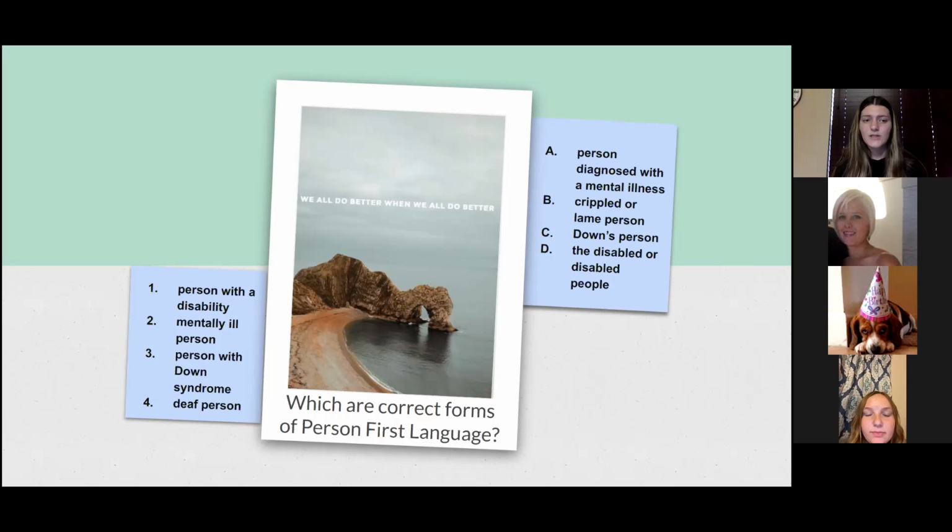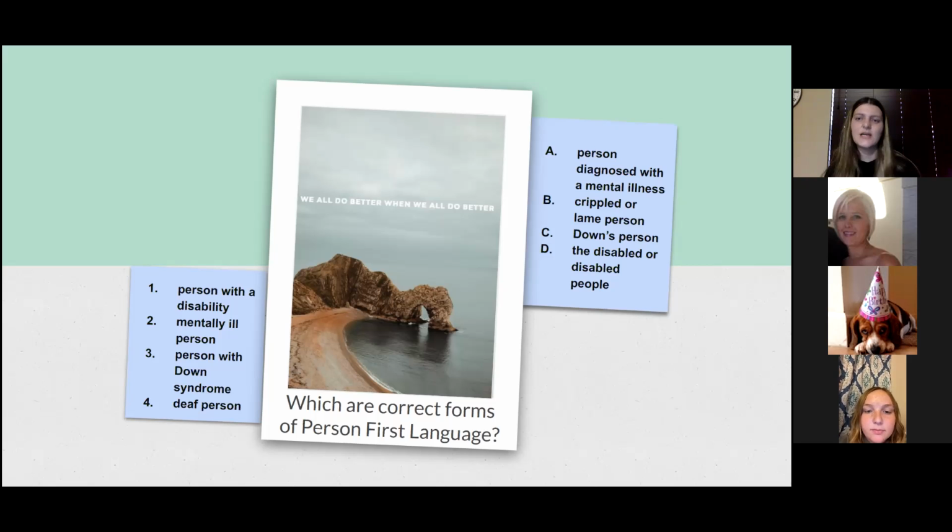For the first box, the 1 through 4, a person with a disability, that creates the person first. The person comes before the disability. Mentally ill person is not person first language. That's putting a disability before the person, and that's not what we're trying to create. We want those people to feel just as independent as any other person would. And then person with Down syndrome, that's person first language. And then deaf person is not person first language.